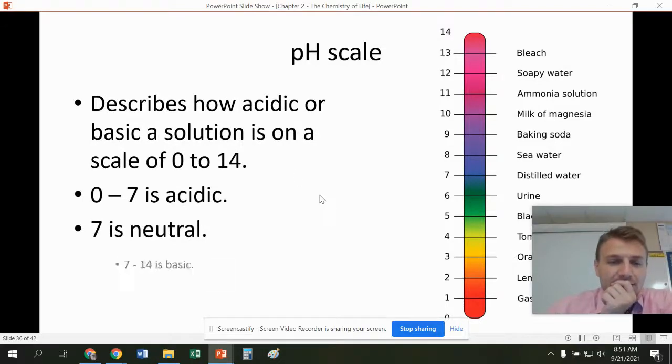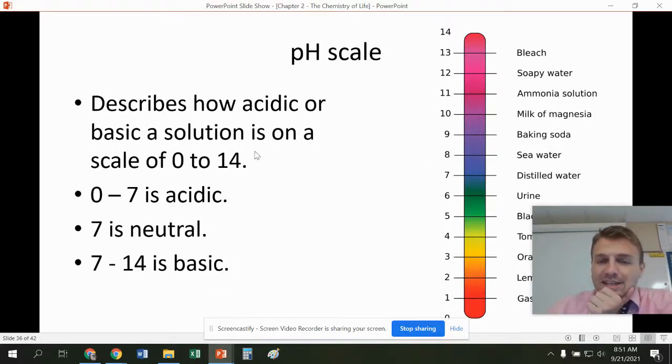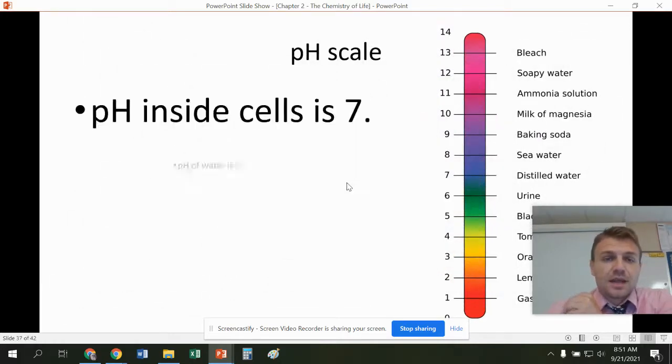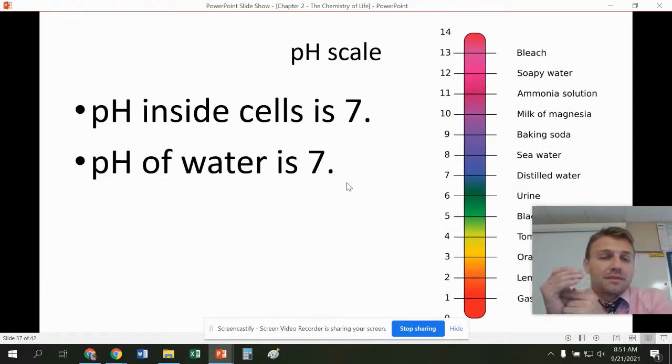Acids and bases. The pH scale measures acids and bases, and it goes from 0 to 14. 0 to 7 is acidic, 7 is neutral, and 7 to 14 is basic. So if you fall within this range, you're acidic. If you fall within this range, you're basic. And 7 here is neutral, which is water. The pH inside most cells is 7 because water is 7, and most cells are mostly made up of water.